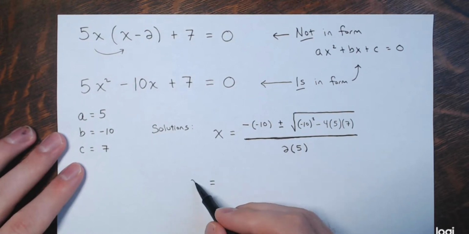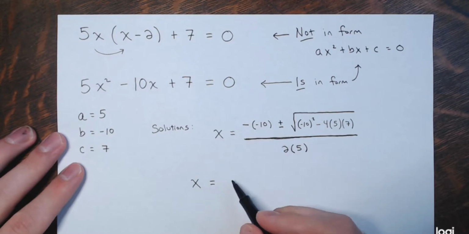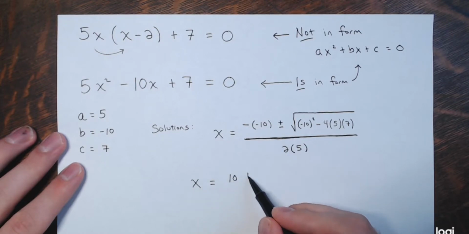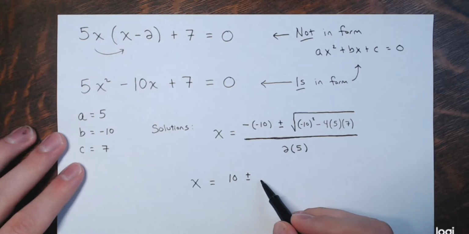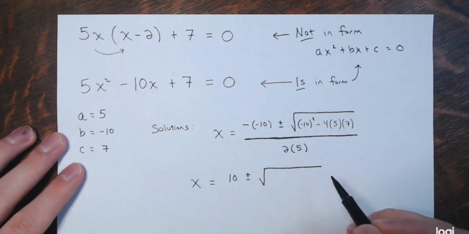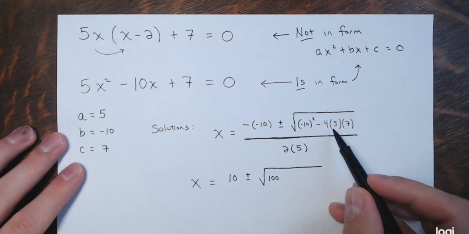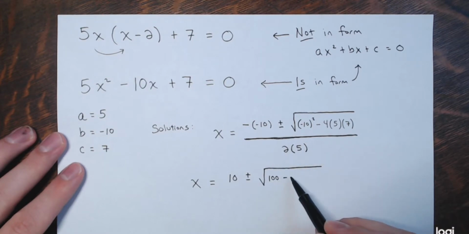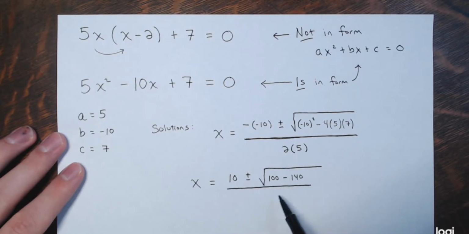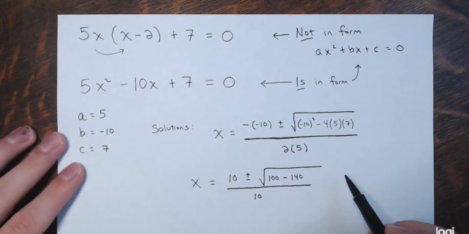So we have x equals, the opposite of negative 10 is positive 10. We have plus or minus the square root of 100 minus 140. We'll simplify that as well, divided by 10. So this is 10 plus or minus the square root of negative 40 all over 10.